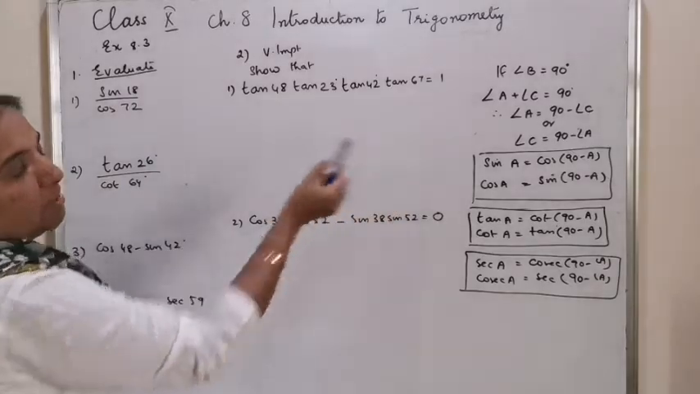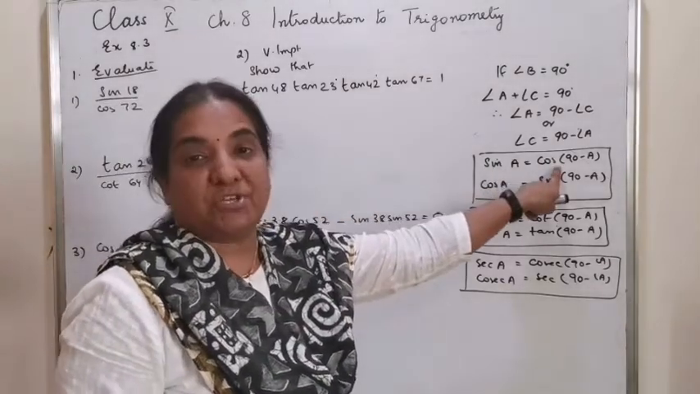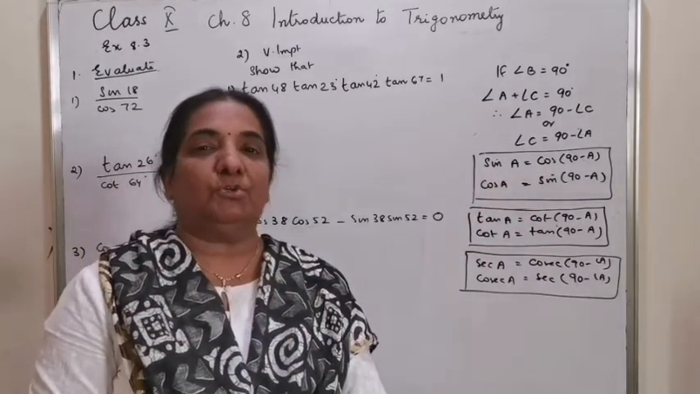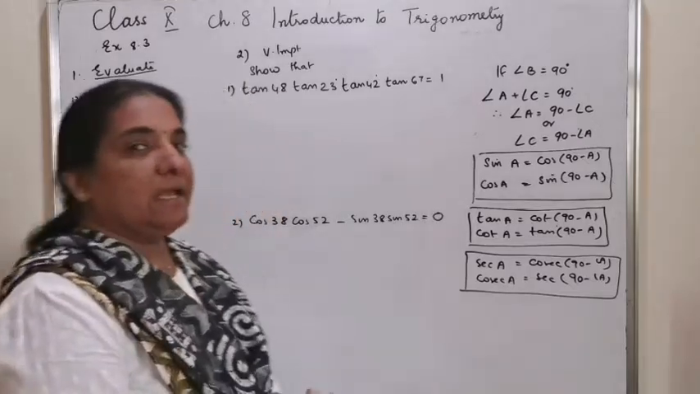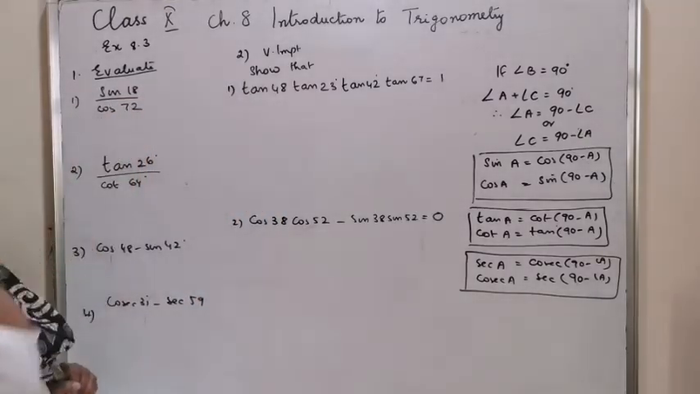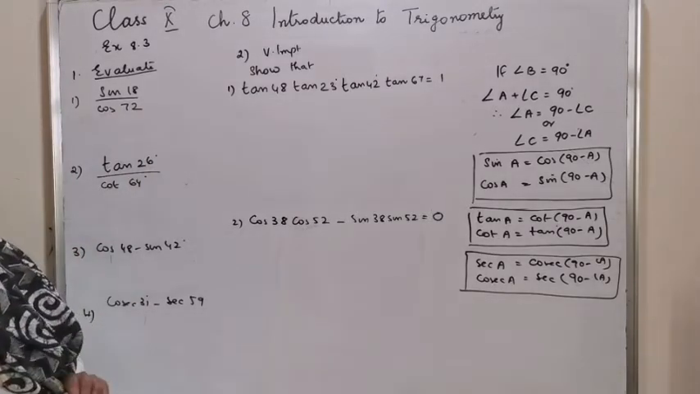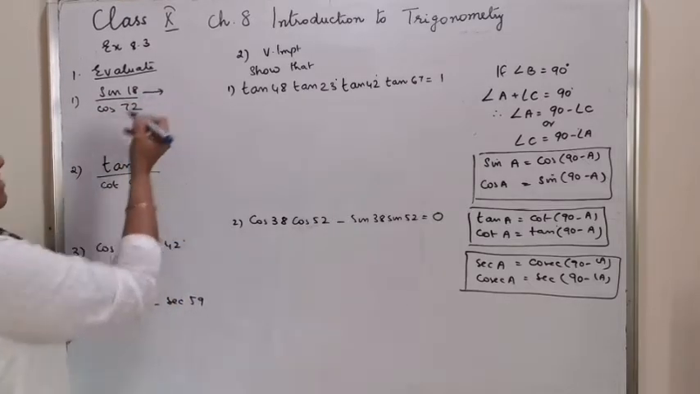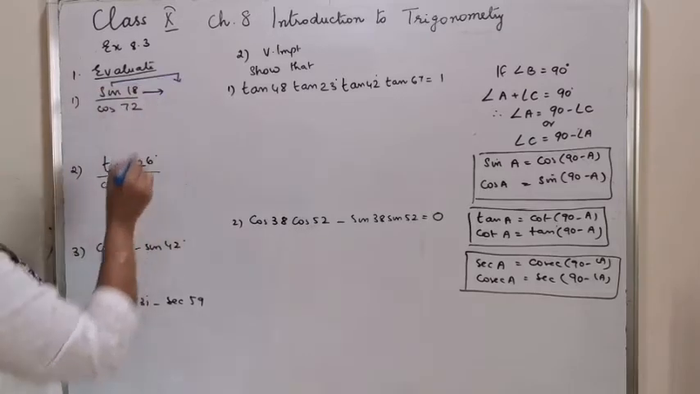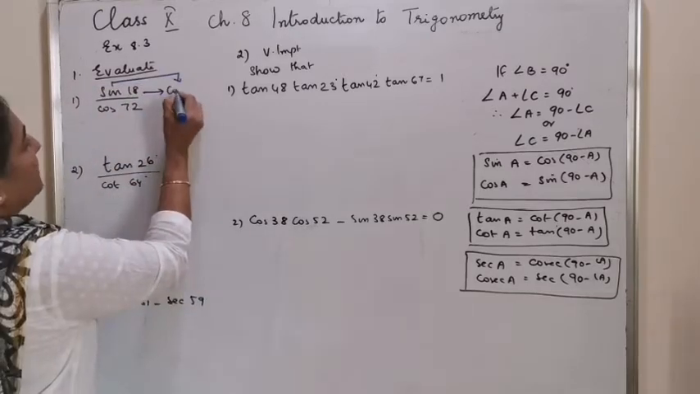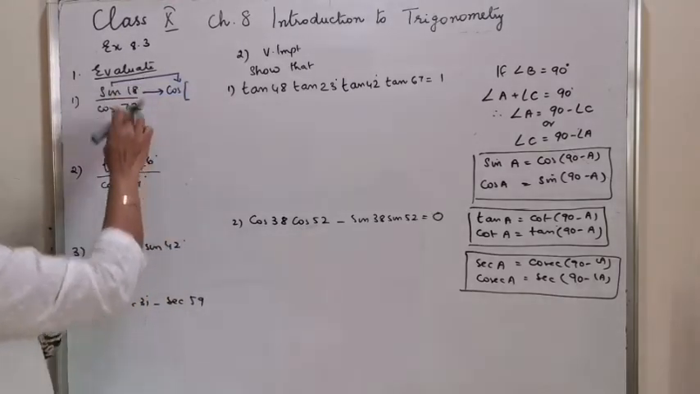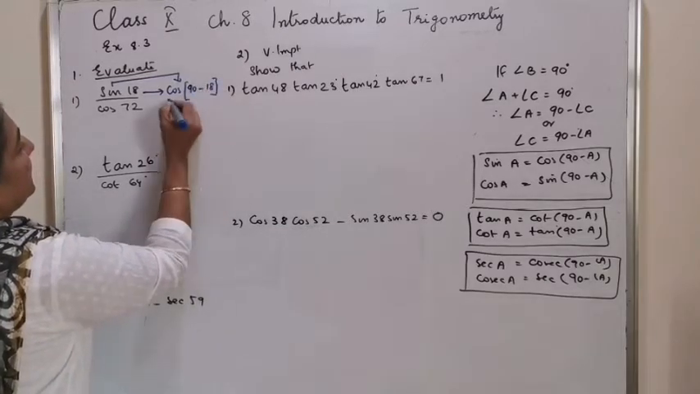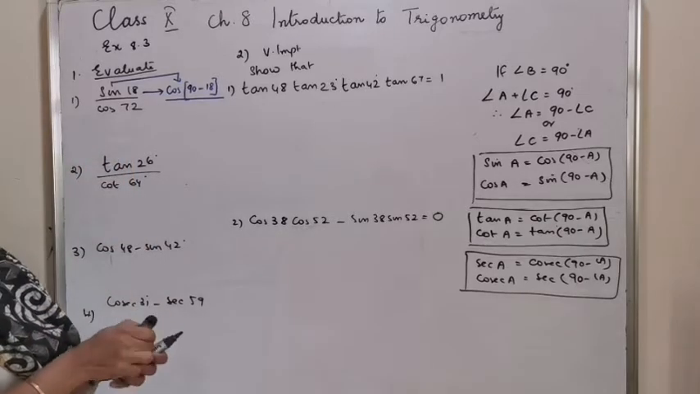So, according to the complementary ratios, sine ratio and cos ratio are complementary. Cos and sine, that means both of them can be changed into the other ratio as per your requirement. As I told you, sine 18 by cos 72, change only one of the ratios, either sine 18 or cos 72. How to change: whenever the sine ratio is changing, it will go into the complementary cos. At the same time, 18 cannot be retained as 18, it will be 90 minus 18 divided by cos 72, which will remain as such.